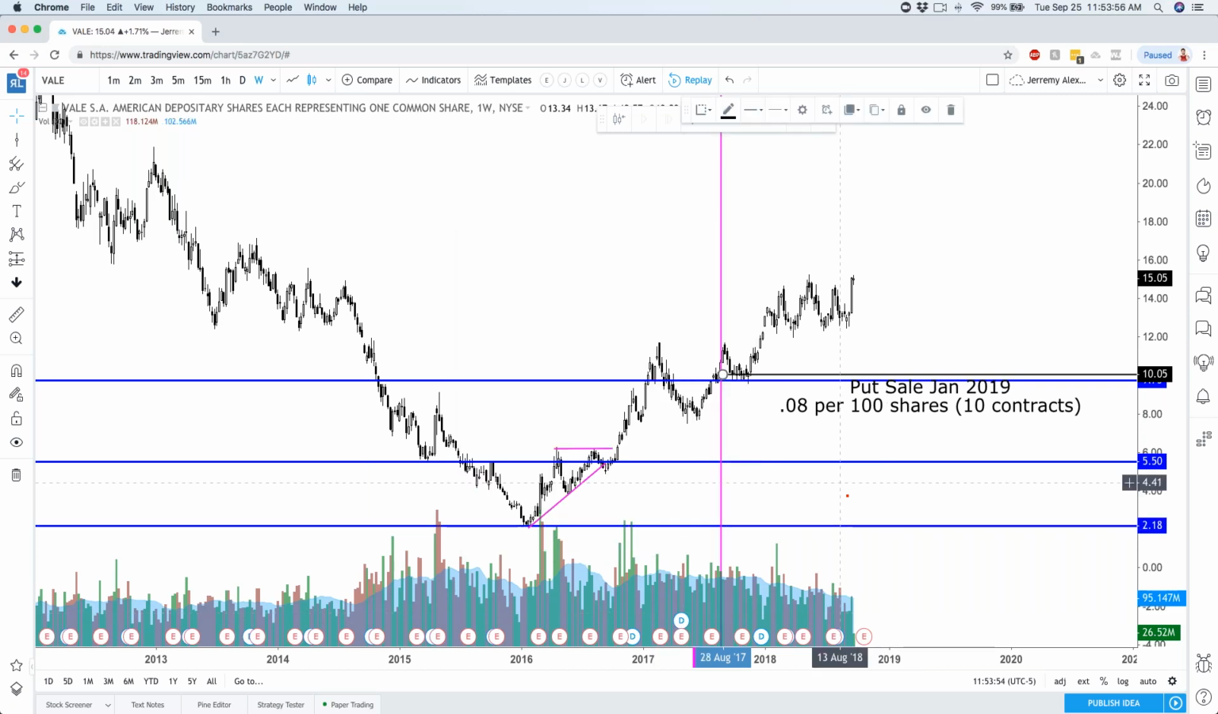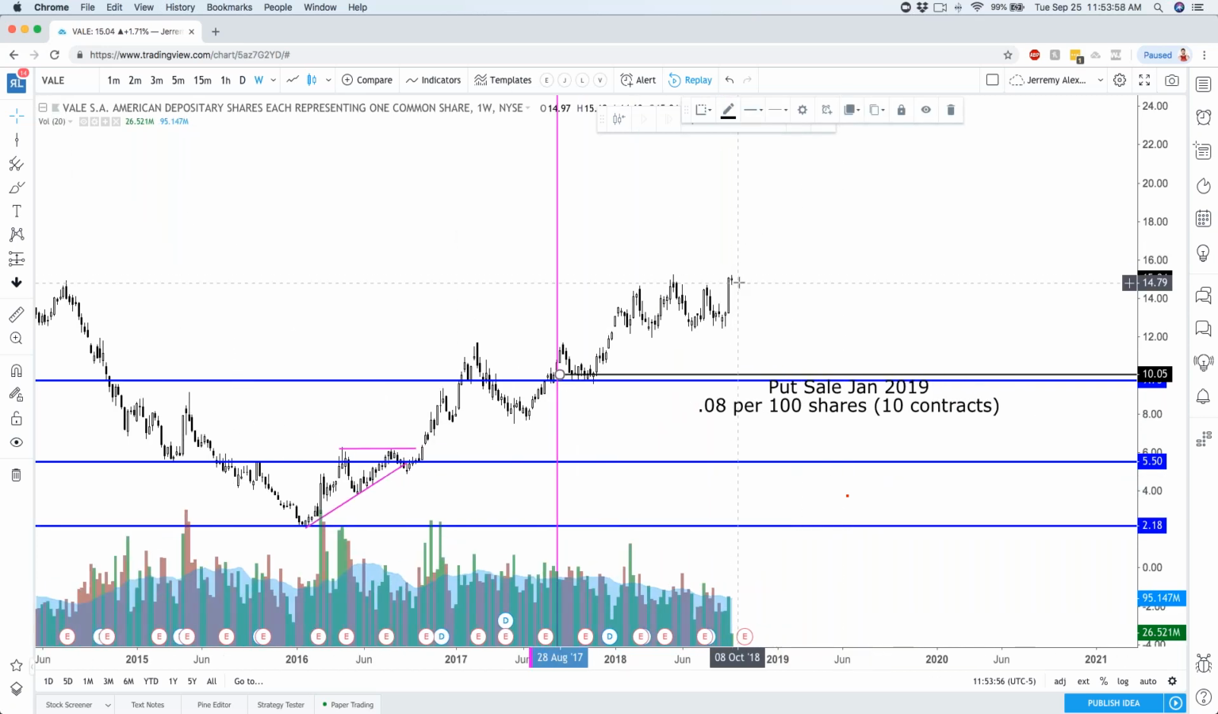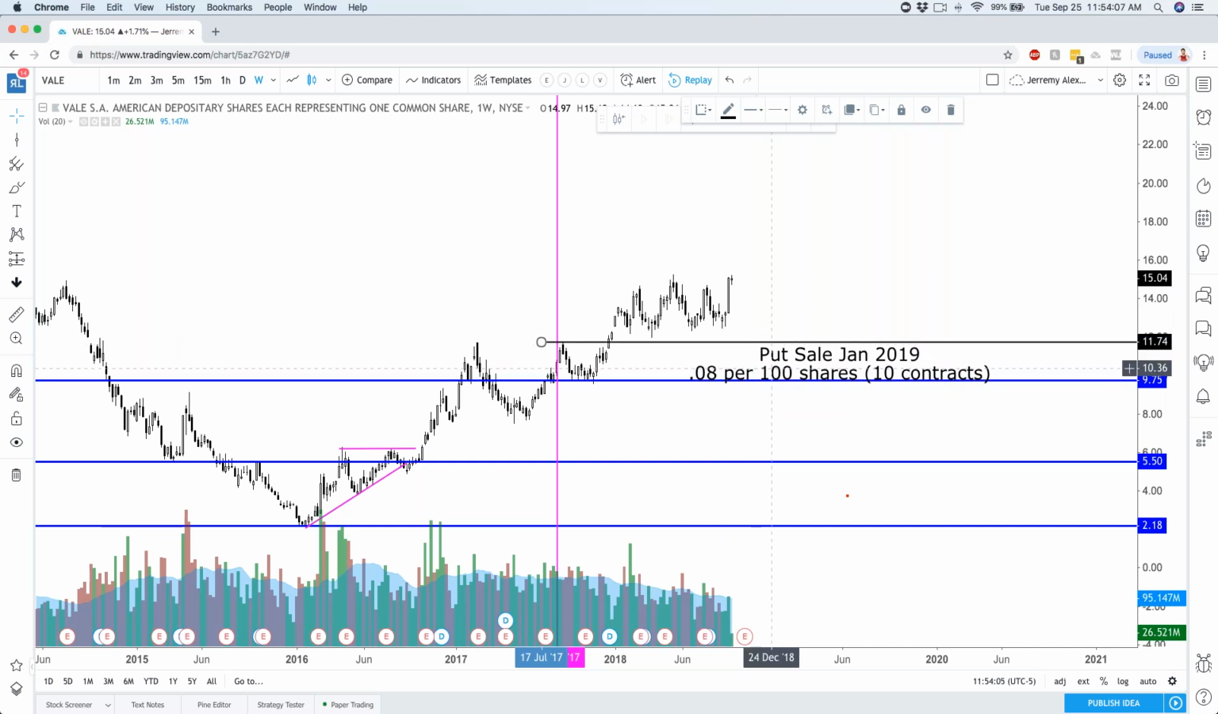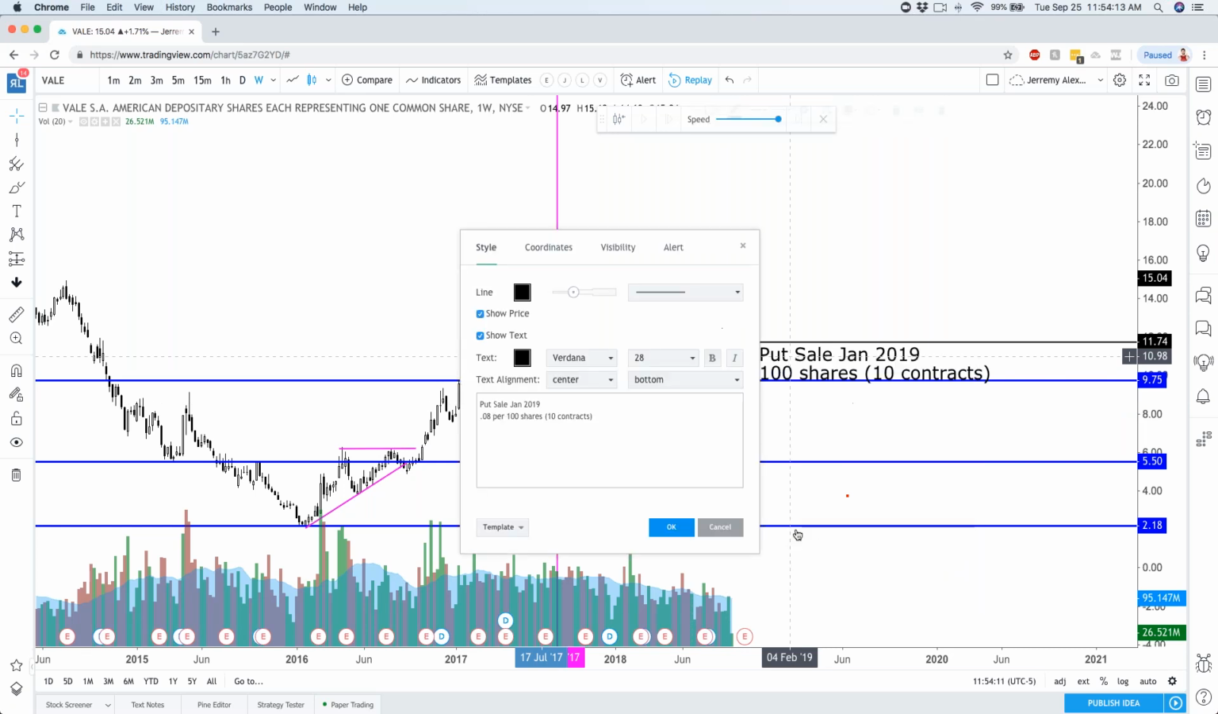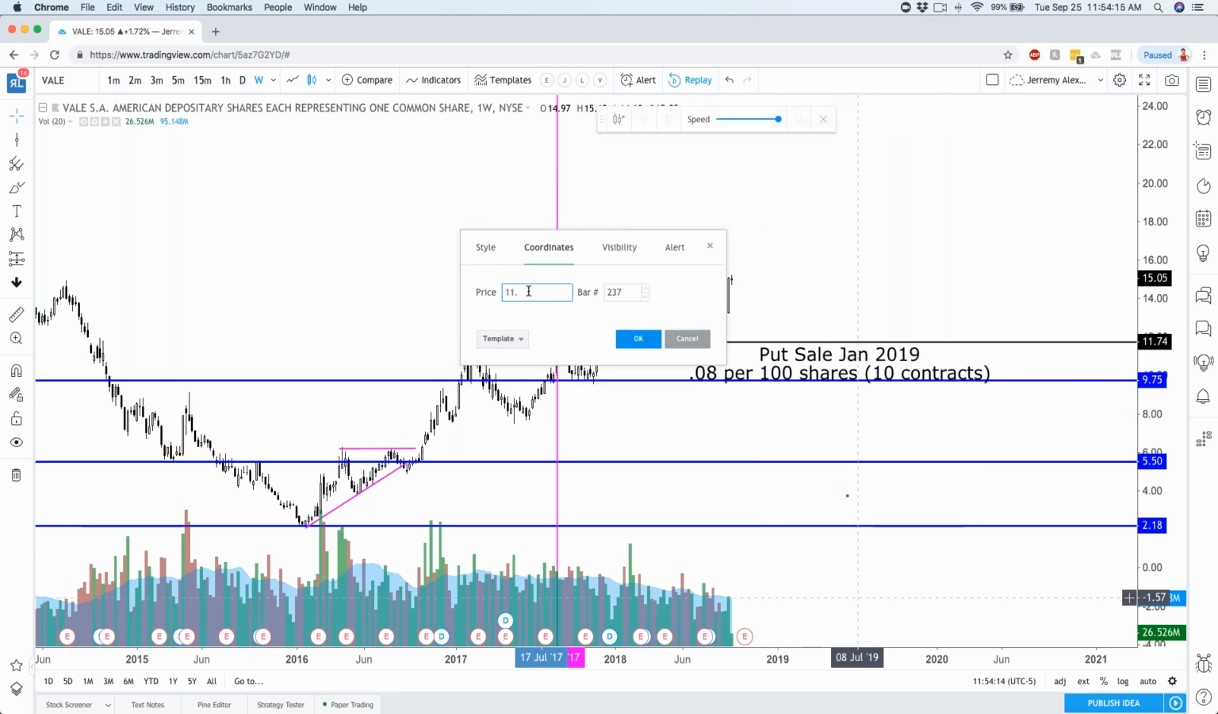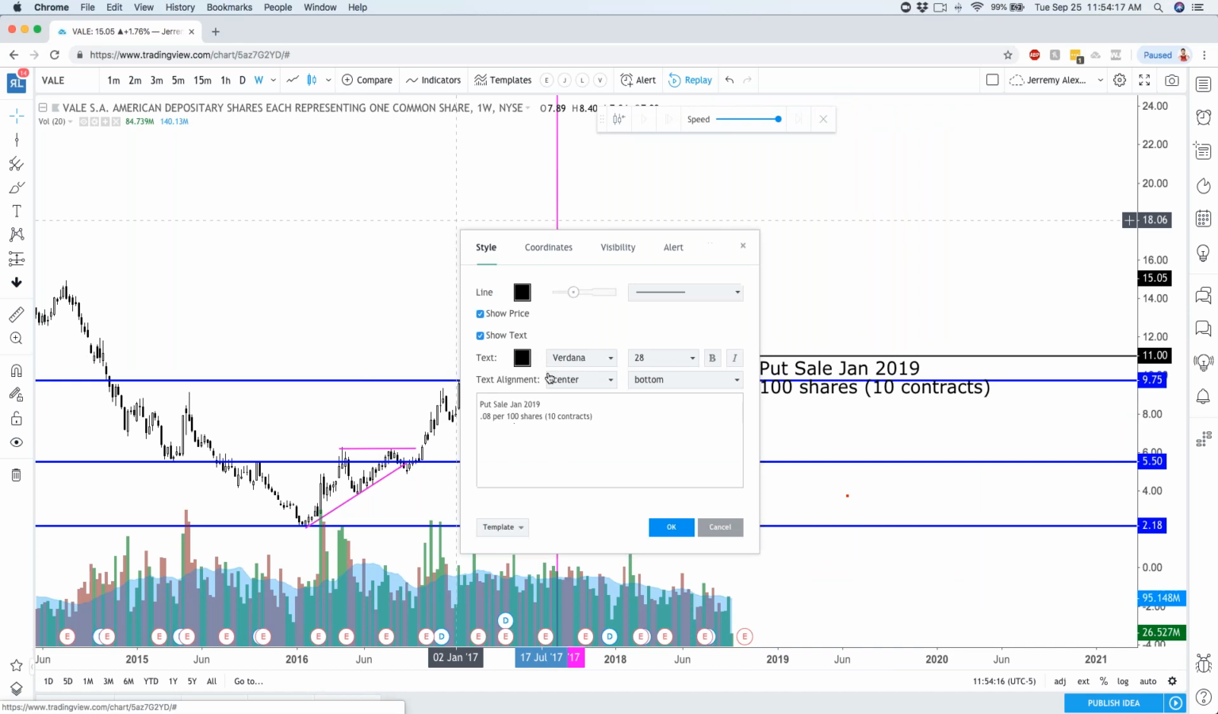So we did 10 contracts. That would give us the opportunity to buy if VALE does trade all the way down here. Gives you the opportunity to buy it at 10. Or if you want to buy it a little bit higher, maybe you want to buy it at 11. If you did an $11 put sale for January of this year, 2019, an $11 put sale would bring you in 14 cents per contract, which is almost double.